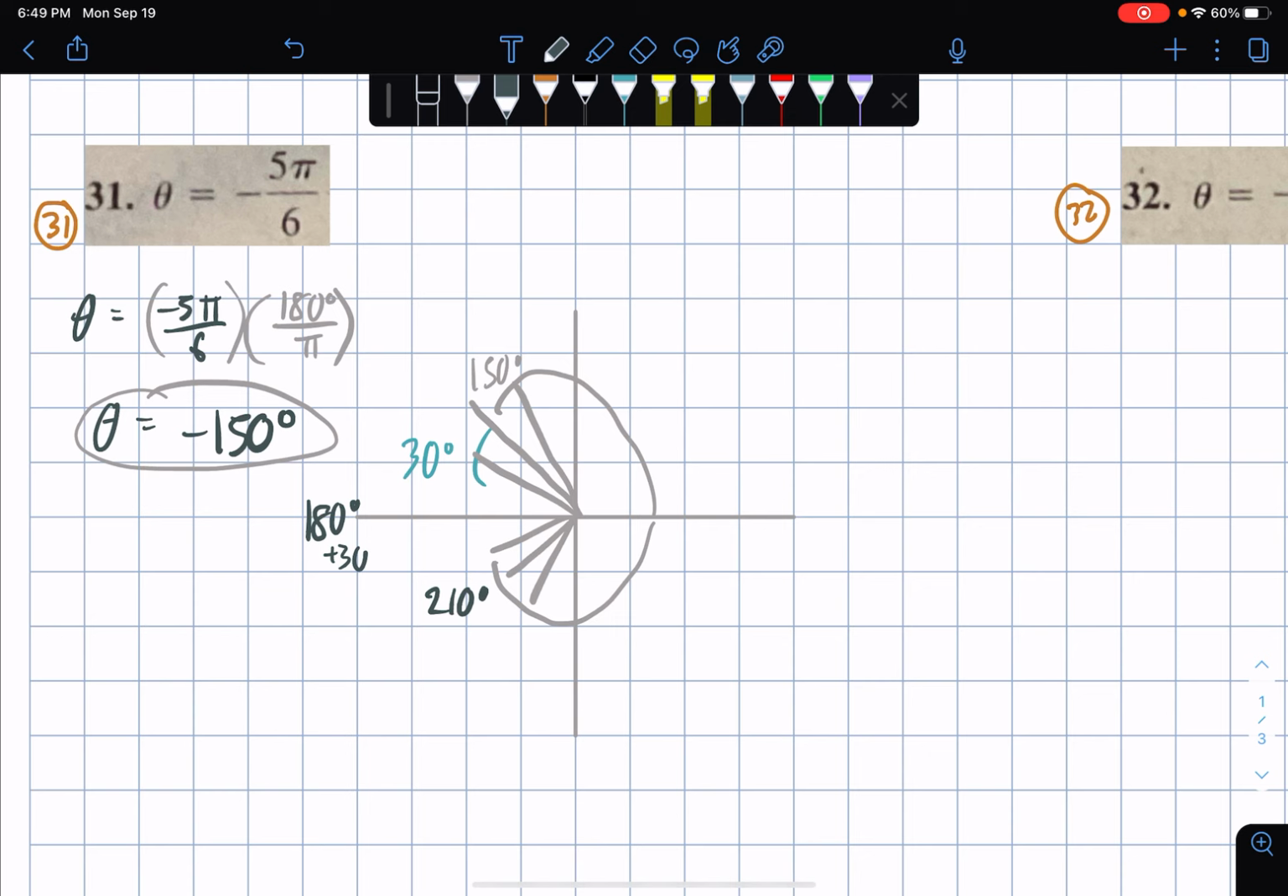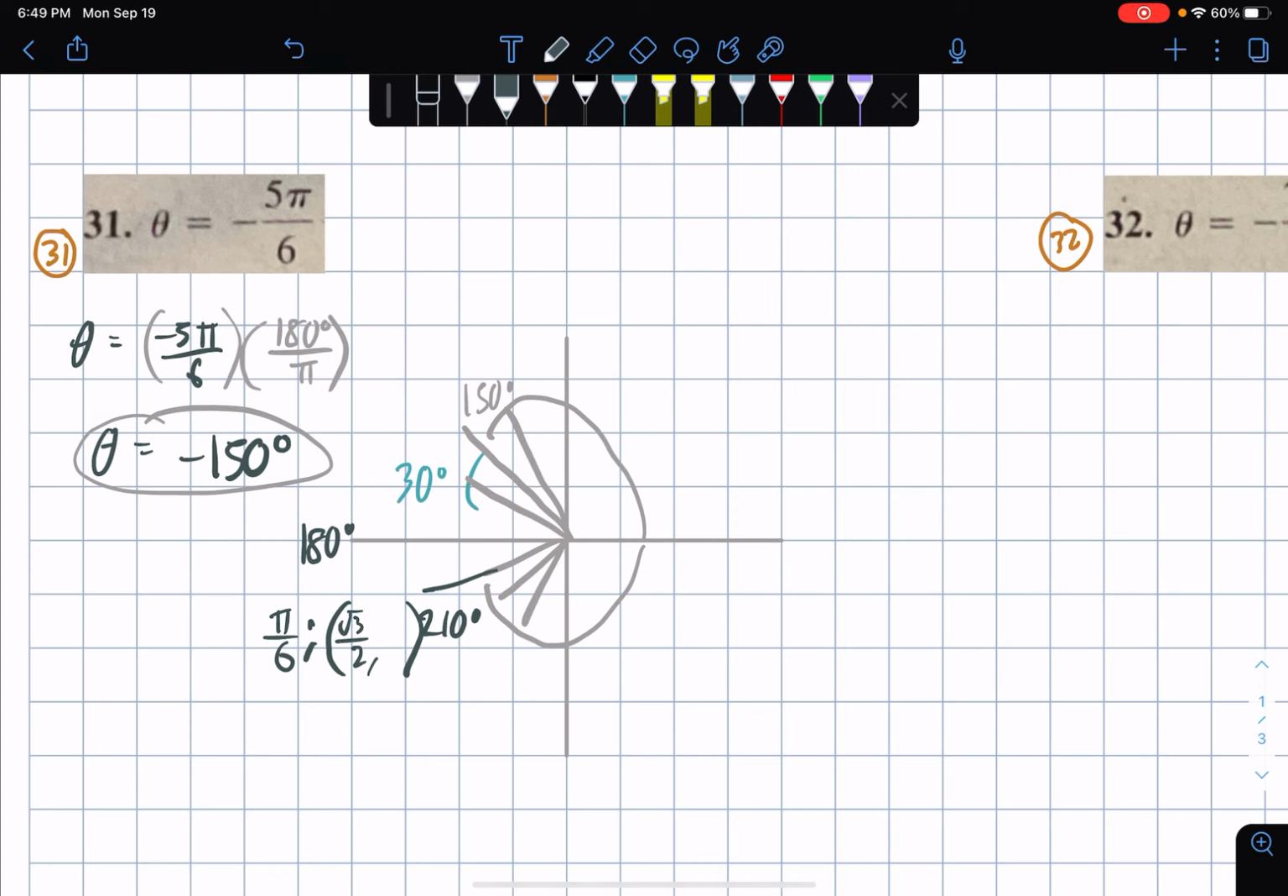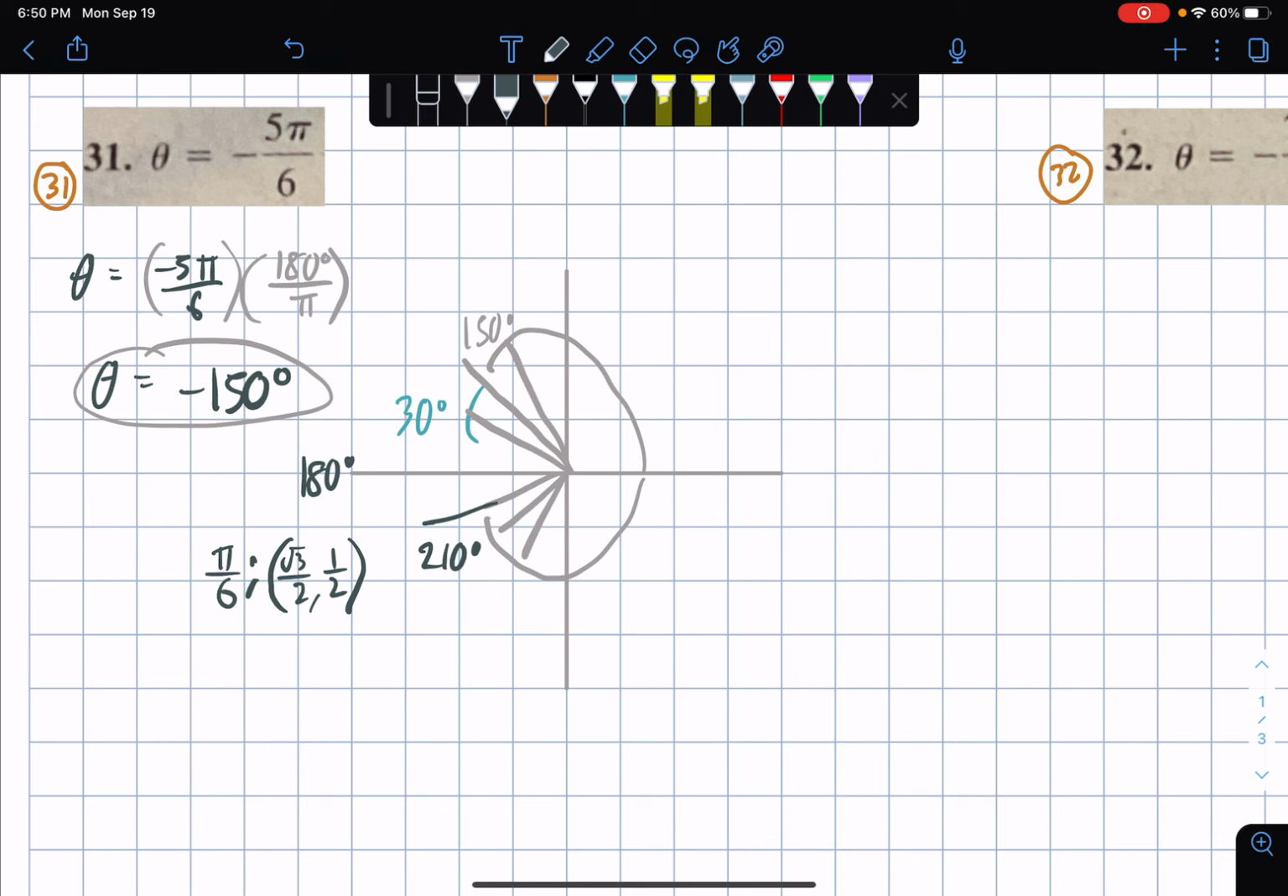So with that said, 210 degrees is associated with pi over 6, which holds associated points x, y. You have square root of 3 over 2 and 1 over 2. Because our answer, in an indirect sense, negative 150 degrees is equivalent to 210 degrees, which is a positive value. So we're in quadrant 3, which has negative x and negative y.